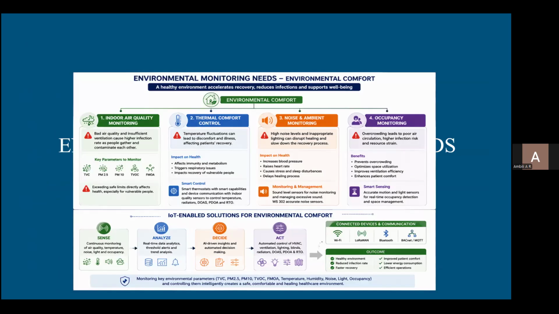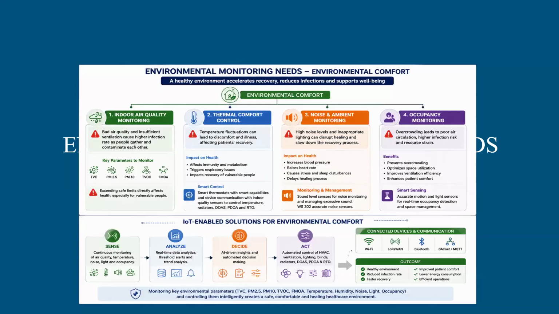Indoor air quality monitoring systems. It's always dealt with using IoT devices, and bad air quality and insufficient ventilation can be identified. Normally the key parameters monitored for indoor air quality are TVC, PM2.5, PM10, TVOC, FMOA.